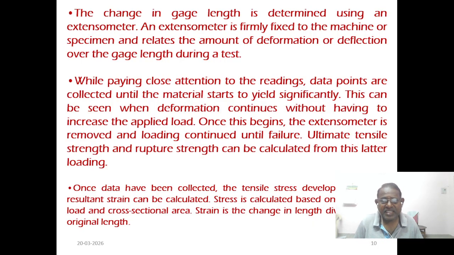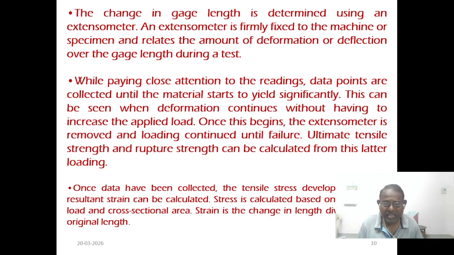The change in gauge length is determined using an extensometer. An extensometer is firmly fixed onto the specimen, and the related amount of deformation or deflection in between the gauge length can be measured during the test. While paying close attention to the readings, data points are collected until the material starts to yield significantly. This can be seen when deformation continues without any increase in applied load. Once this begins, the extensometer is removed and the load continues until failure. Ultimate tensile strength and rupture strength can be calculated from this loading.